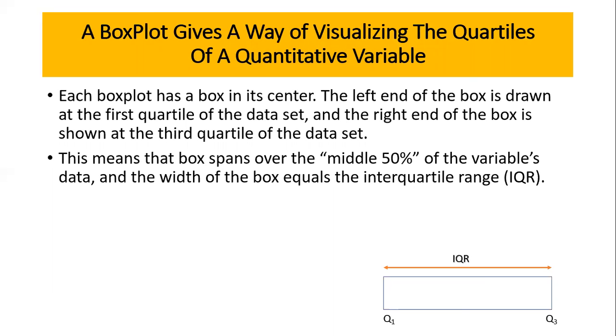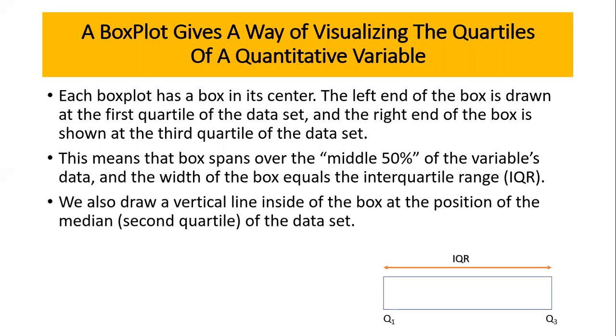Now, we're not done totally with the box yet, because we're going to add one more thing to it. We've given the first quartile and the third quartile. We're also going to add the second quartile, which is the median. And that's going to be drawn as a vertical line inside of the box, wherever it might be.